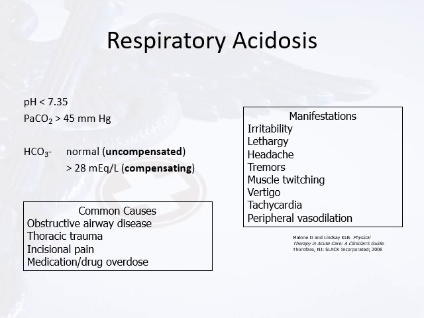Common causes are obstructive airway disease, thoracic trauma, incisional pain, and medication or drug overdose. It tends to manifest from a symptom and sign standpoint as things like irritability, lethargy, headache, tremors, muscle twitching, vertigo, tachycardia, and peripheral vasodilation. This is one of the most common disorders that you'll find in patients in the ICU as a result of the common causes listed there.